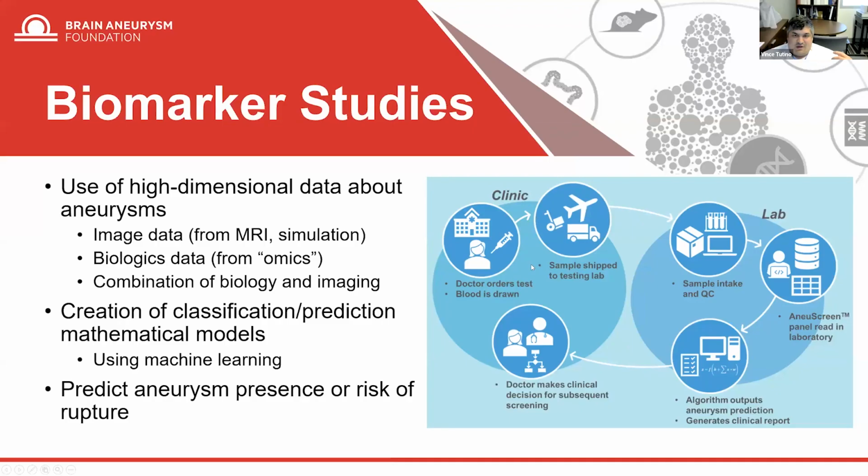And so the end goal of a lot of this research is to basically have a doctor, maybe they order a test in a patient that could have familial history. The blood is drawn, sent to a lab where it is then analyzed with this machine learning classification algorithm. And that report is sent to the doctor to make a subsequent decision of, does this person need imaging?